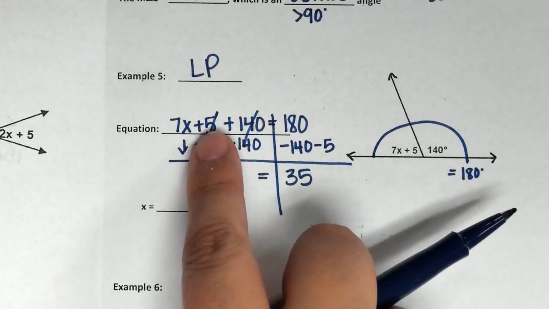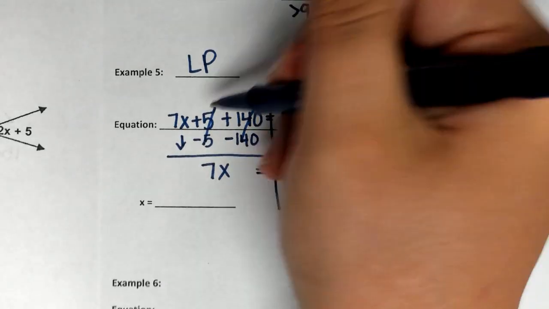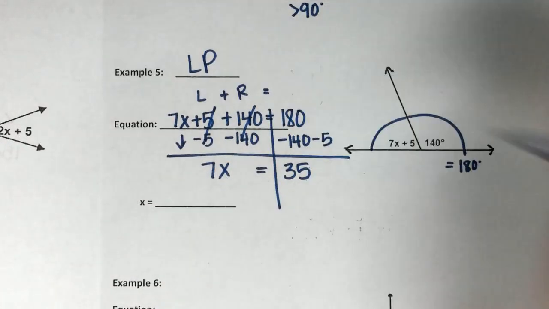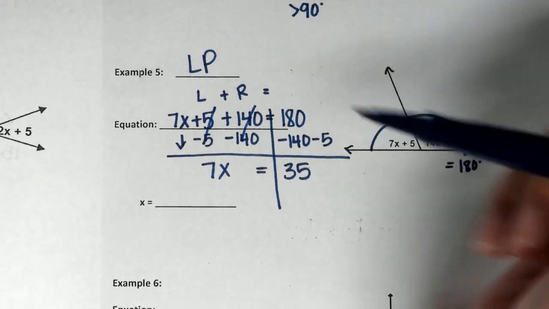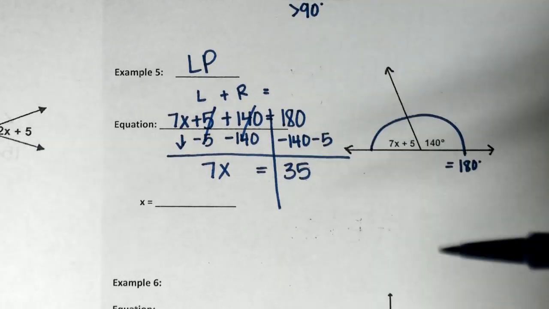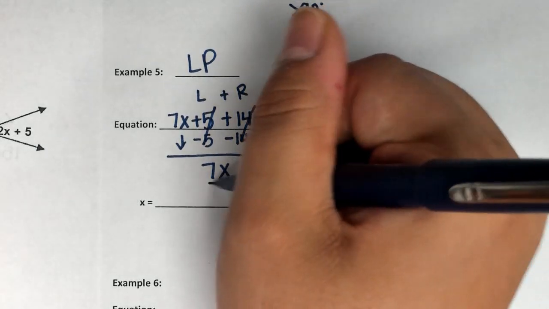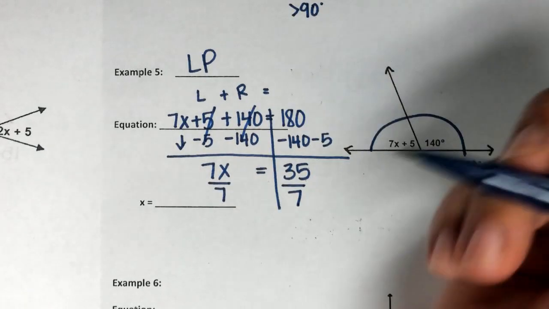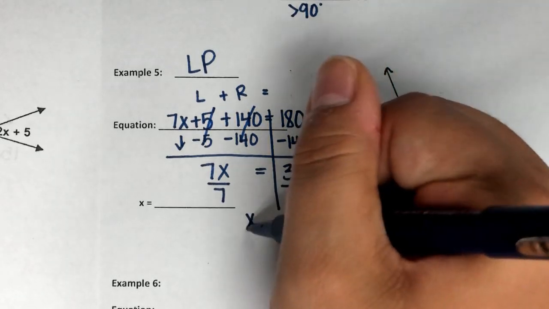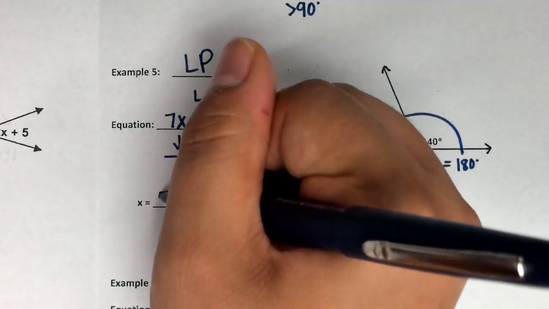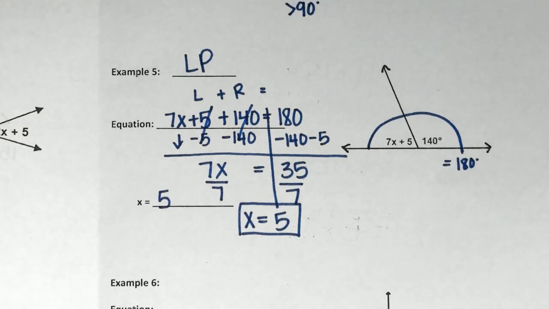Let me say that again. I did left plus right equals 180. And then I just got rid of each of my side chicks. This fool had 2 side chicks. Get rid of both of them. And now x is not by itself. I've got to divide by 7. And what do I get? 5. And we're done, well, for that problem.